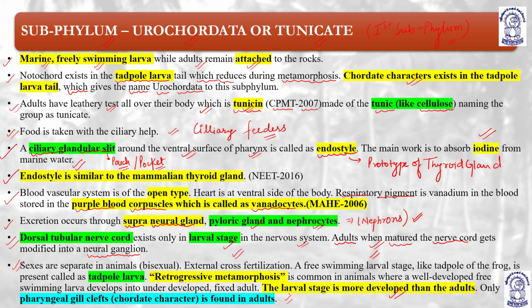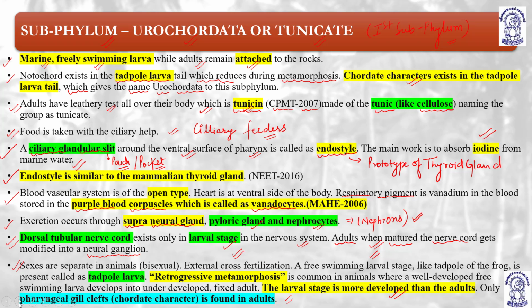Notochord is not present in adults, only in the larval tail, right? Dorsal tubular nerve cord is also present in the larval tail. So that is why the larva is considered to be more developed than the adult, and that is why we are using the term retrogressive metamorphosis. Okay, so this is the first slide regarding Urochordata or Tunicata.